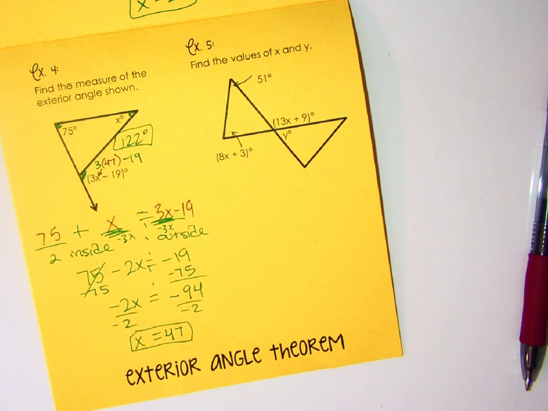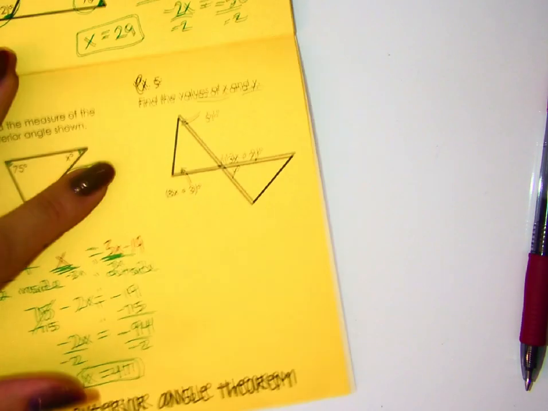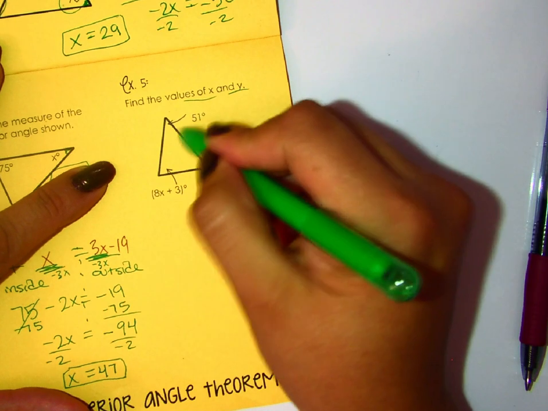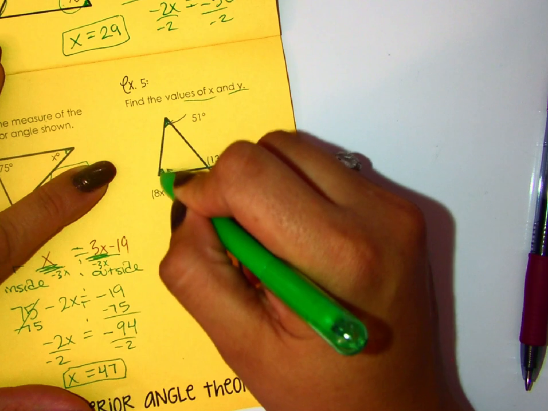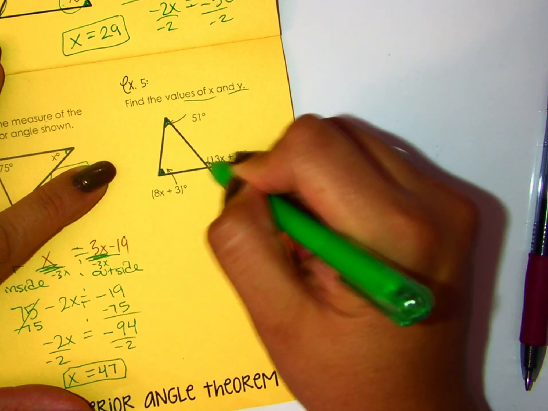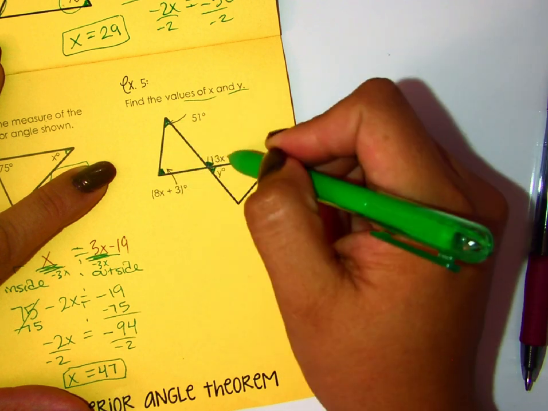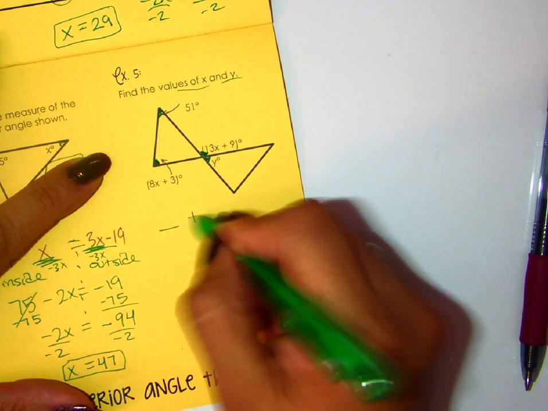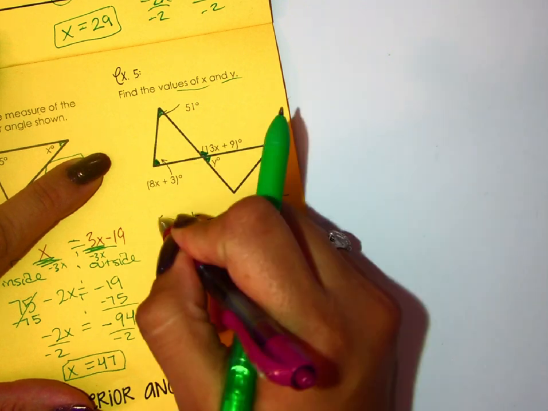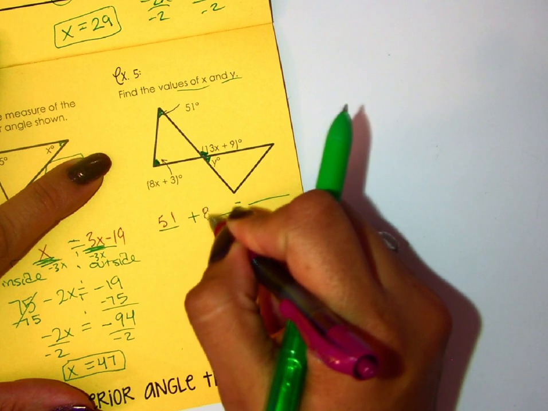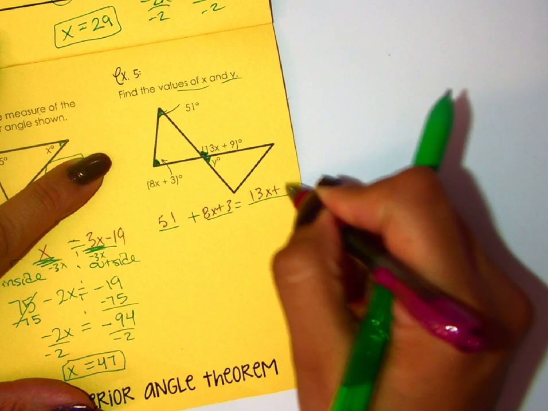All right, last problem. Here it's asking you to find 2 values, value x and value y. So first we look at what we're given. We're given this angle, we're given this angle, we're given an exterior angle, and then we're given this angle. So with these 2 on the inside and the exterior, we can start with that, adding the 2 on the inside to equaling the outside. So we're going to have 51 plus 8x plus 3 equals 13x plus 9.